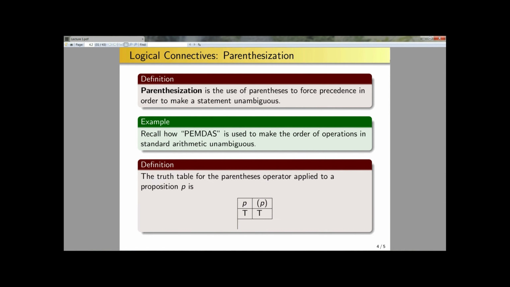So let's look at the truth table for the parentheses operator applied to some proposition P. Any given proposition P can either be true or false. If P is true, then (P) will also be true. And further, if P is false, then (P) will also be false. Thus, our use of parentheses does not change the truth value of a statement. It just allows us to get rid of the ambiguity that could exist for compound statements.